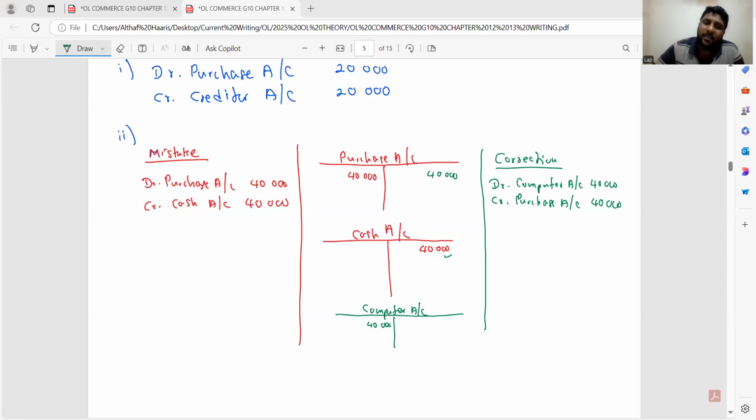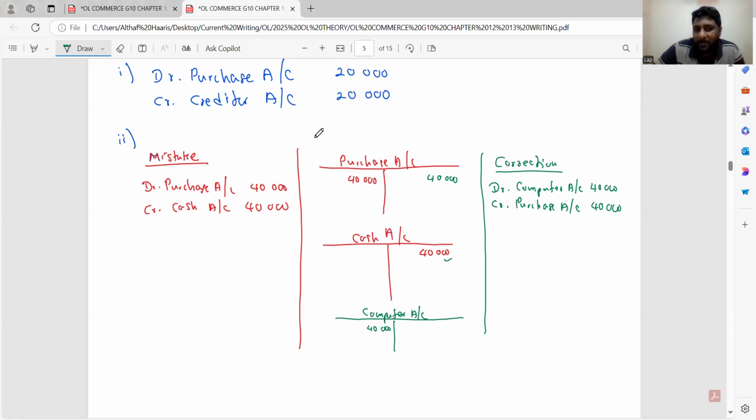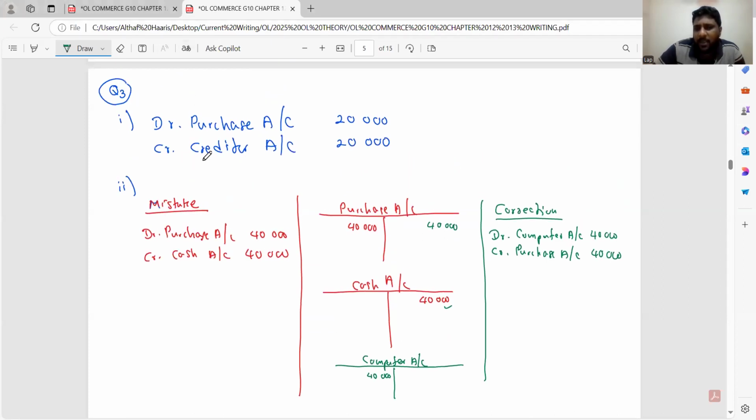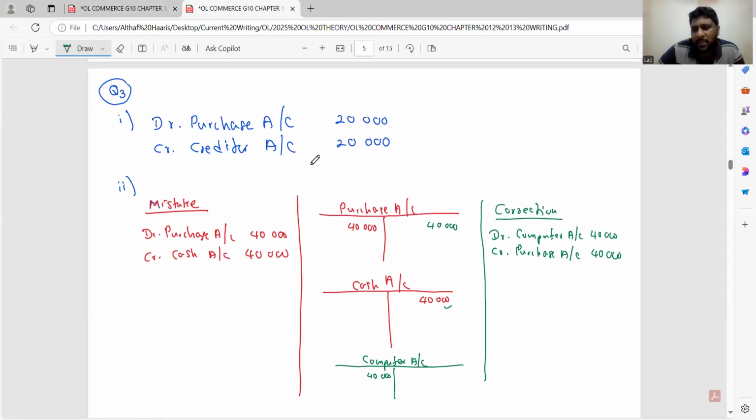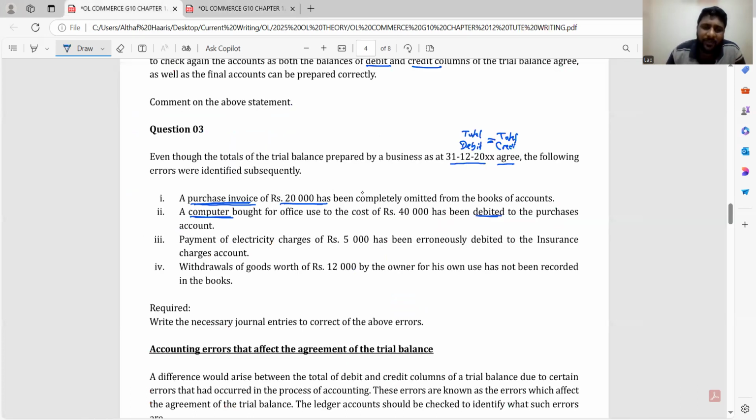First adjustment. Okay. So actually, it's a good question. Zakir is asking, Lamai, sir, why did you credit the creditor account? The purchase invoice of 20,000 has been completely omitted from the books of accounts. How do you say it is a credit purchase? It can be a cash purchase. That's the question, right, Zakir? Why did I take it as a credit purchase? Only because of this reason.